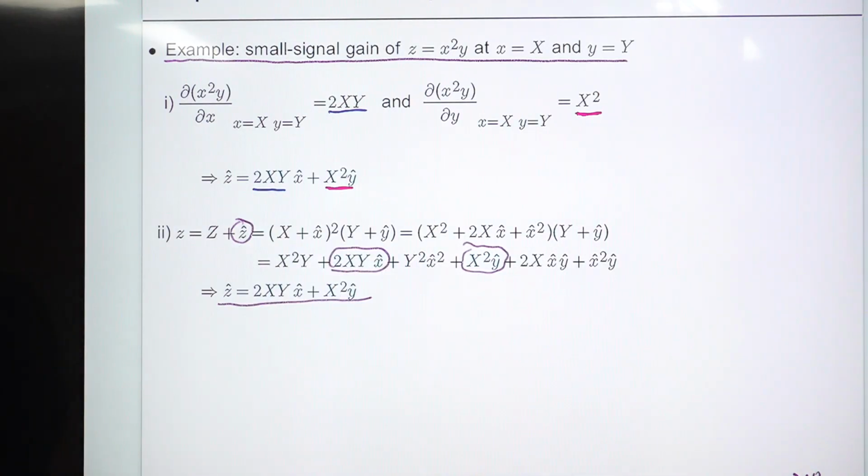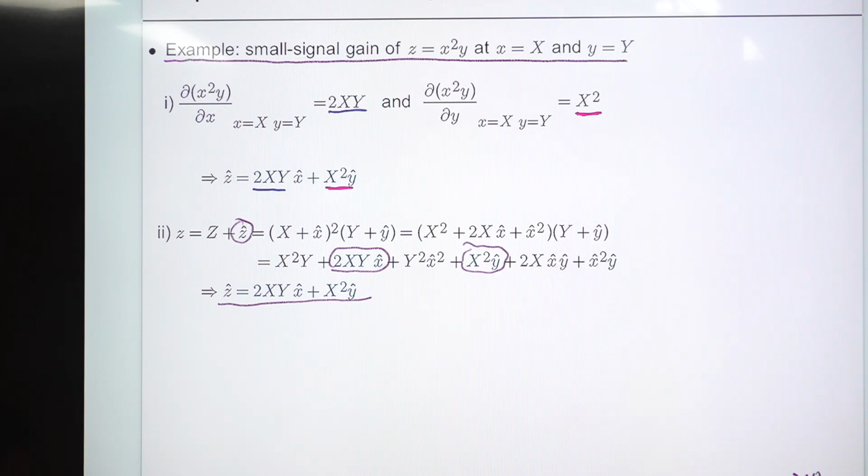Okay. So eventually you will be using this all the time. You have a nonlinear equation, then use all the variables, the DC component and the AC component, and expand them out and just equate the first order term of both sides. Then you have a small signal model.